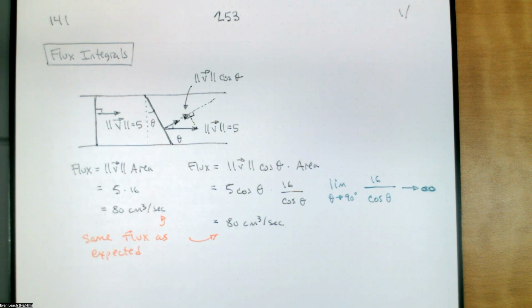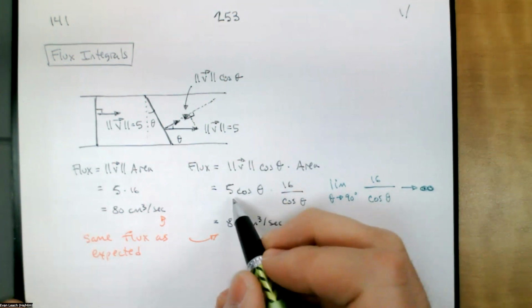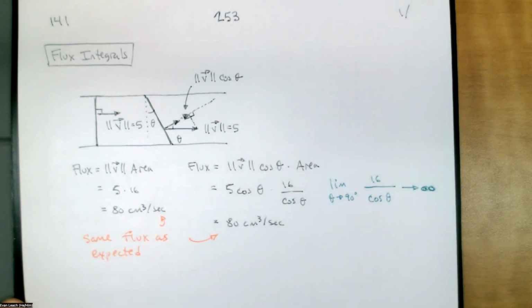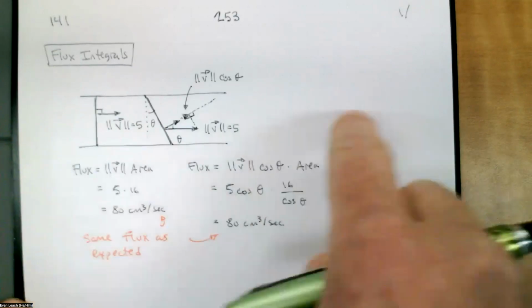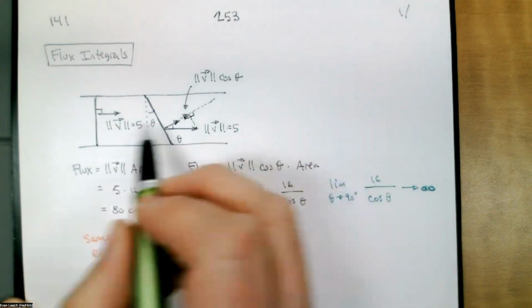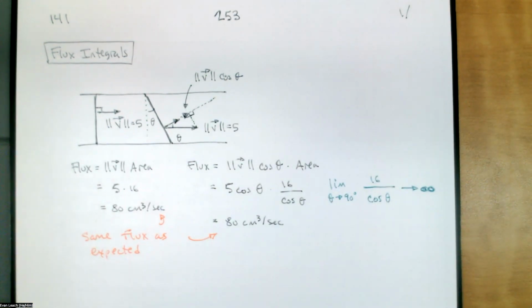Also, the cosine of theta is going towards 0. So the flux perpendicular to the surface is going towards 0 as this angle keeps getting closer to flat. But when theta equals 90, we are no longer measuring the flow of the water through the pipe because our cross section is just running parallel through the pipe.